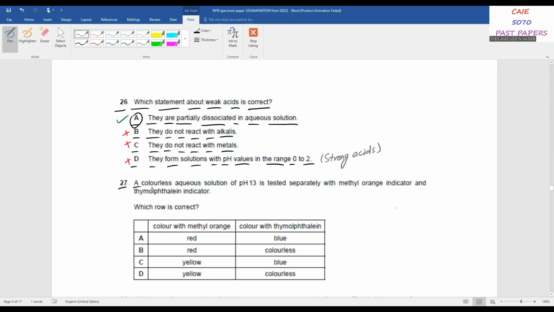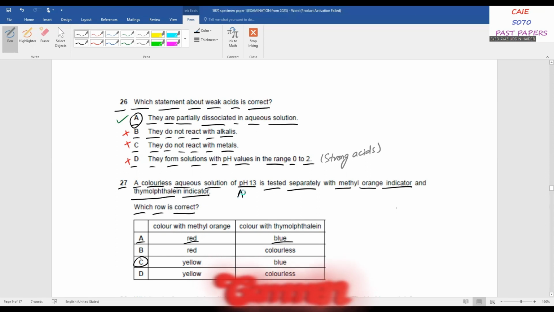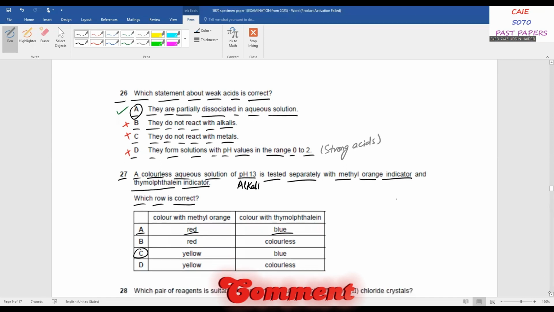Number 27. A colorless aqueous solution of pH 13 is tested separately with methyl orange indicator and thymolphthalein indicator. Which row is correct? This is something which you have to learn by heart. Statement A, the color with methyl orange is red, color with thymolphthalein is blue. The only correct answer will be C. The reason is that pH 13 is for an alkali. In fact, it's a strong alkali and it gives yellow color in methyl orange and blue color in thymolphthalein.